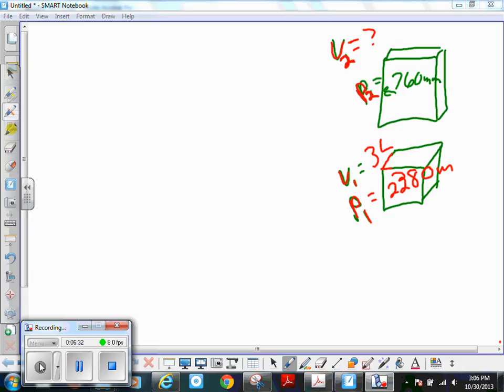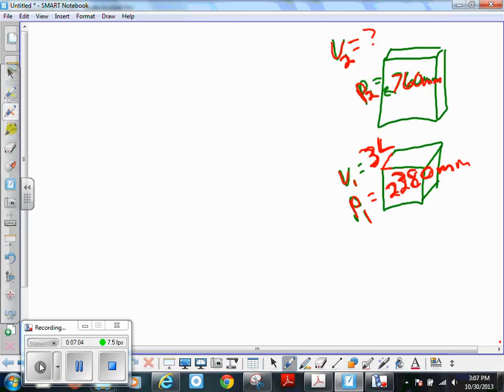Okay, here's another situation for you. I have pressure 1 here of 2,380 millimeters of mercury and there's 3 liters volume to this gas. Okay, so without any exchange of gases, no gas going in, no gas going out, I change the volume here until I get a pressure that is 760 millimeters of mercury.